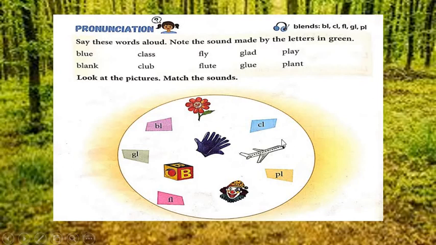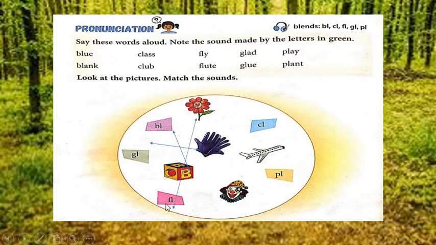Look at the pictures, match the sound. See, this is an activity. You have to match these words. Okay? So, bl, B-L. Bl means it is block. Gl, it is gloves. Fl, flower. Cl, clown. Pl, playing. Okay? See, we will match. Gl, it is gloves. Then, block. This is a block. So, it sounds blah. Block. Okay, children?